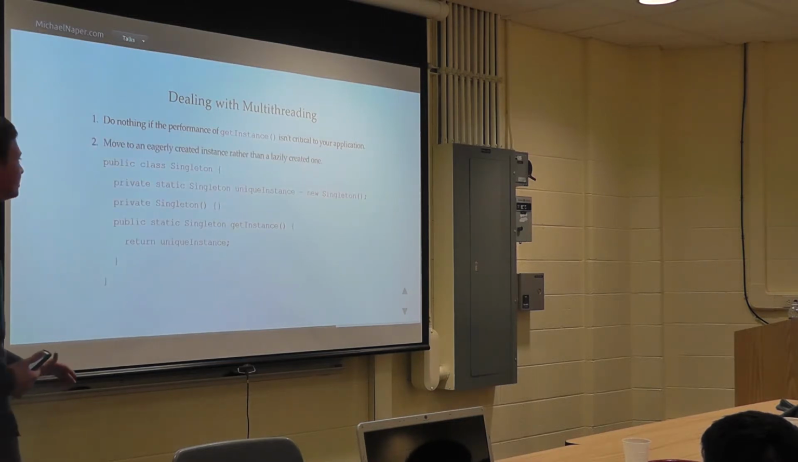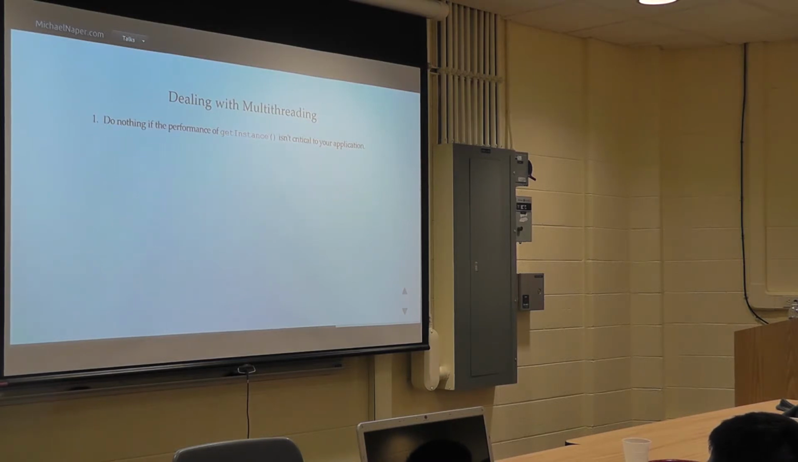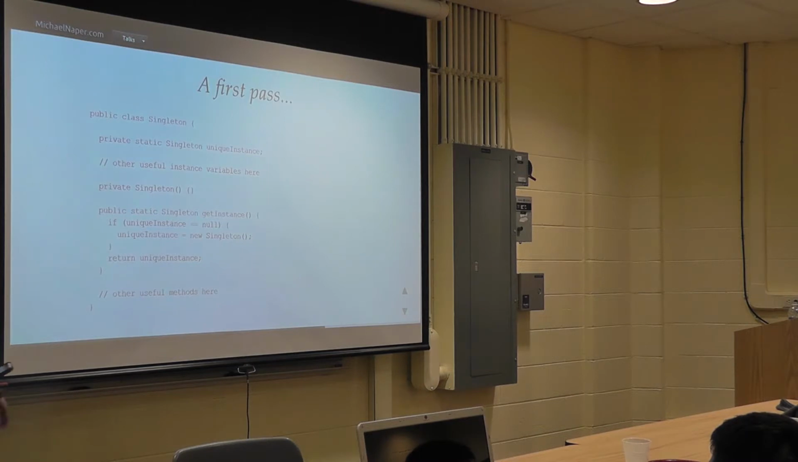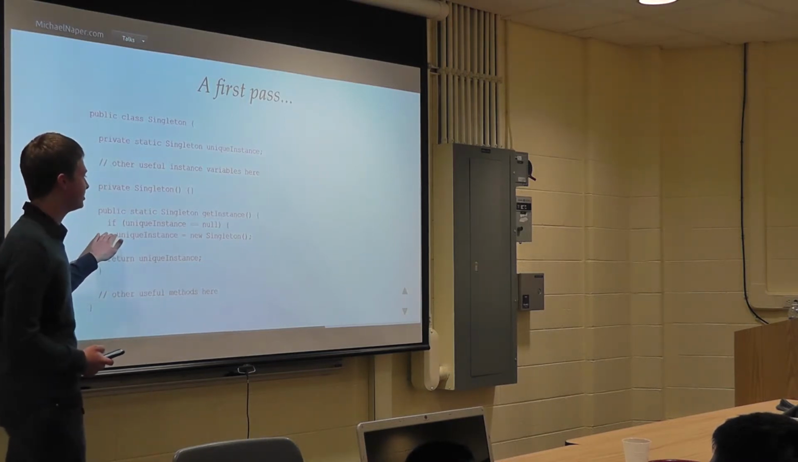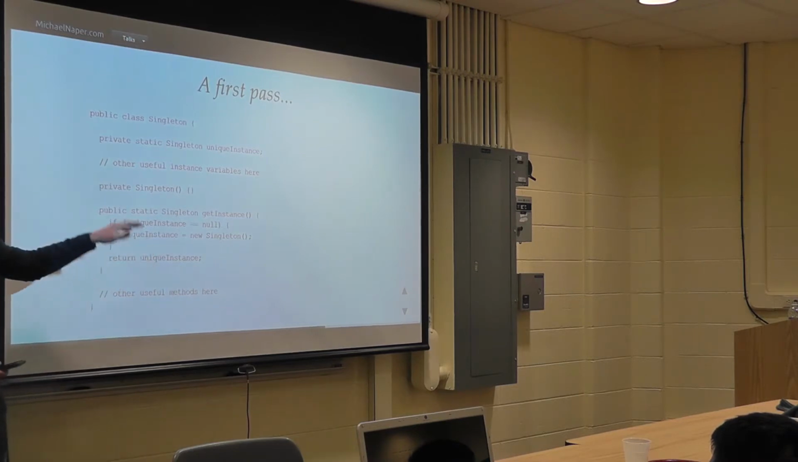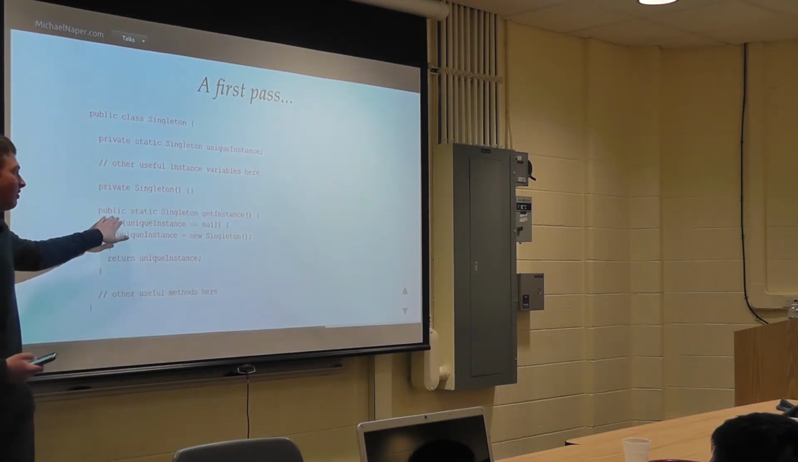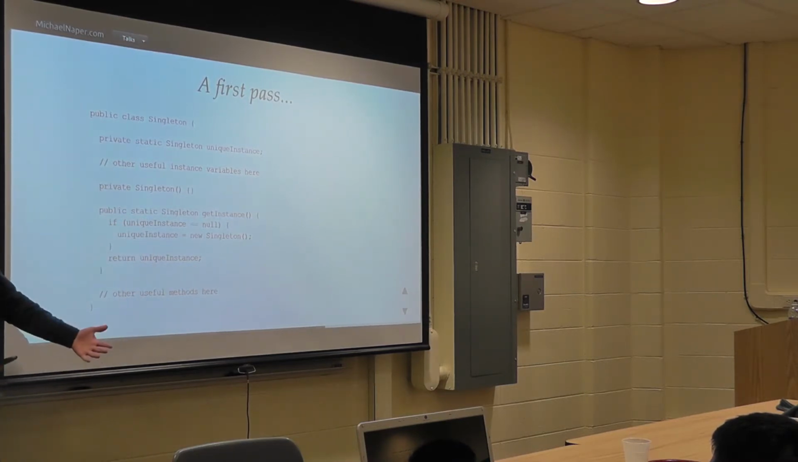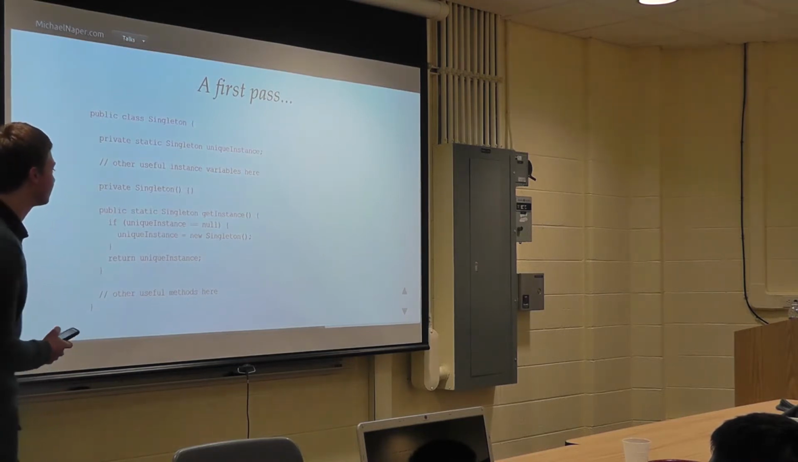The second thing we could do is move to an eagerly created instance rather than a lazily created one. Quickly going back to here, this is called lazy instantiation. We don't create an instance of the Singleton object until the moment we need it. As soon as someone calls this getInstance method, it is now needed, so we go ahead and create it there.